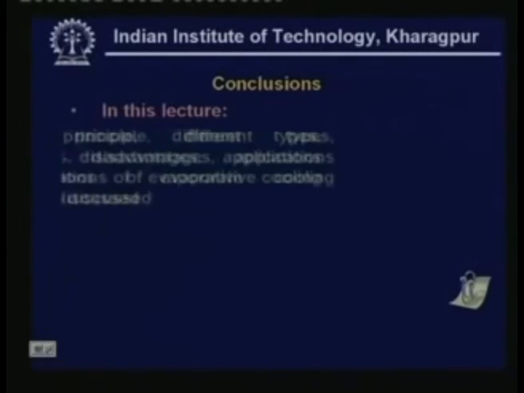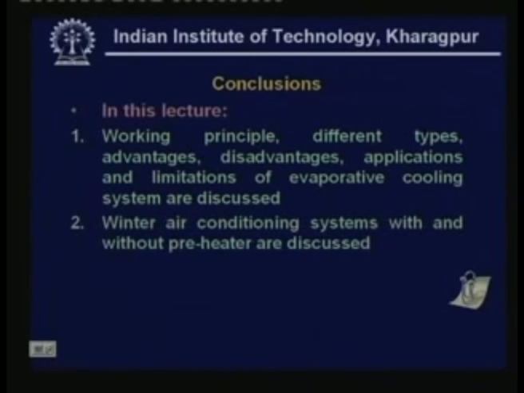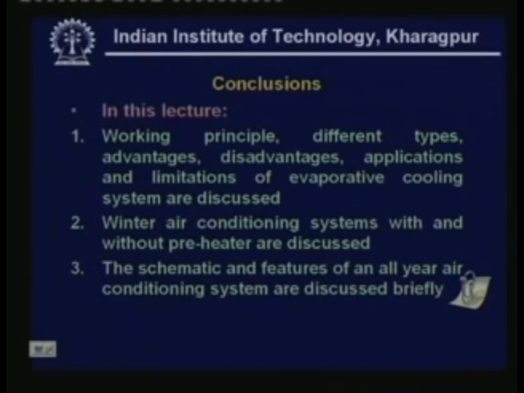Let me quickly summarize what we have learned in this lesson. In this lecture we have discussed evaporative air cooling systems, and we have looked at the working principle, different types, advantages, disadvantages, applications, etc. We have also discussed winter air conditioning systems with and without preheaters, and we have also discussed briefly the schematic and features of an all year air conditioning system or a complete air conditioning system. In the next lecture I shall discuss the cooling and heating load calculations. So, with this I stop this lecture. We will continue this in the next lecture.